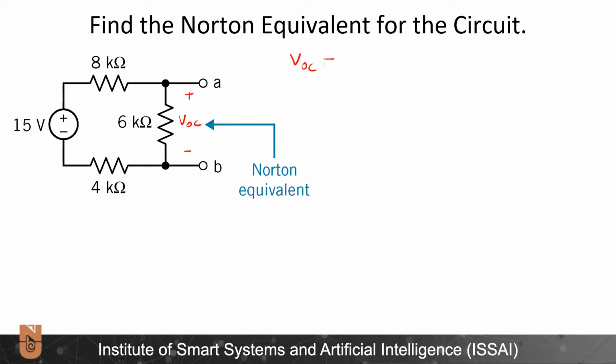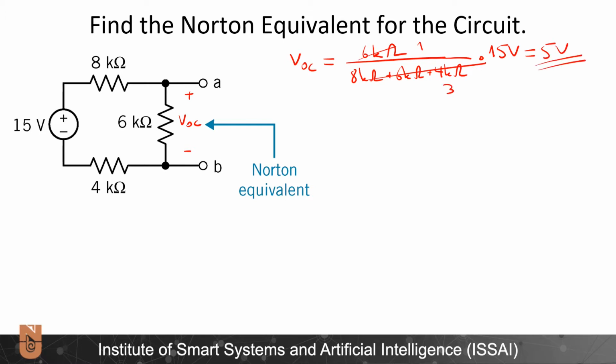V open circuit will be equal to 6 kilo ohms divided by 8 kilo ohms plus 6 kilo ohms plus 4 kilo ohms, times the 15 volt supply voltage. According to this, this will be 1, this will be 3, and this will be 5 volts. I found the V open circuit as 5 volts.